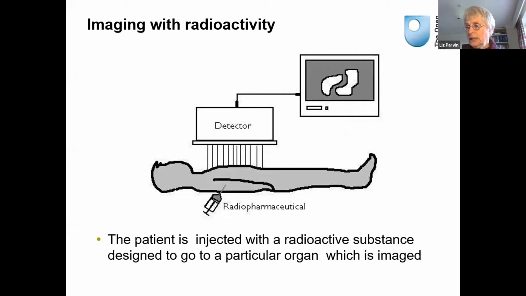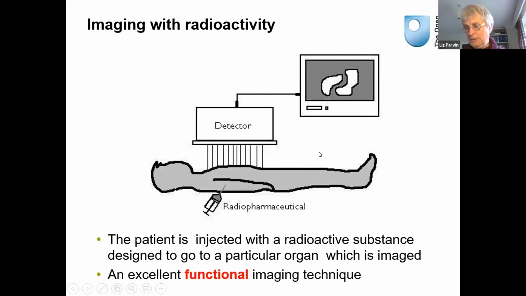And then you detect the radiation coming out of the patient, with some sort of detector, more physics, and display a picture of it. And the great thing about this particular method of doing imaging is that it's an excellent functional imaging technique. It doesn't give you super duper images like the CT did, wonderful resolution and all that sort of thing, but it does give you information about the function of the organ. And that's really, really important. So it's widely used for that.